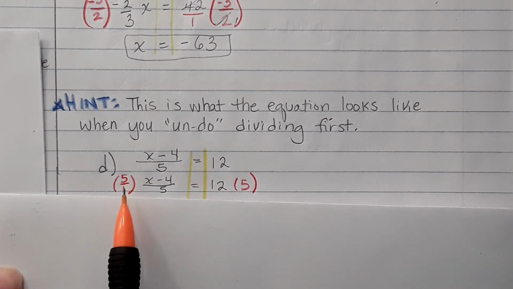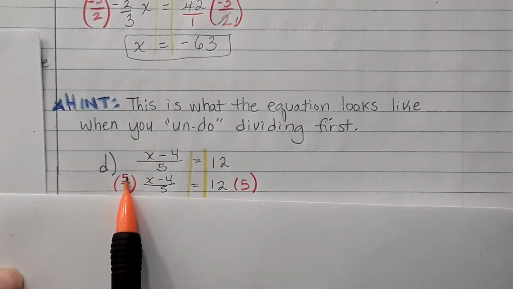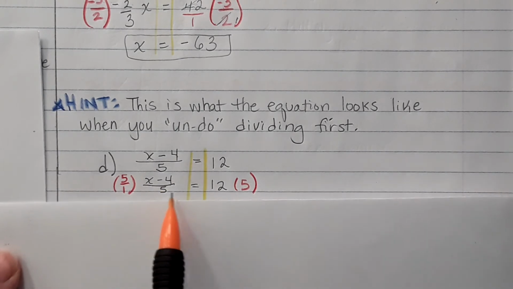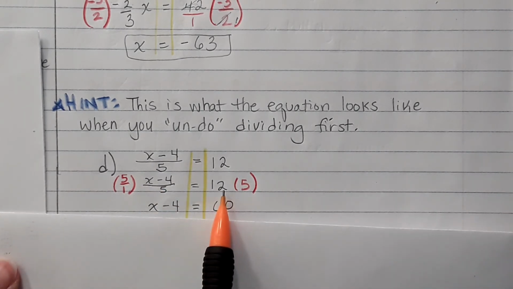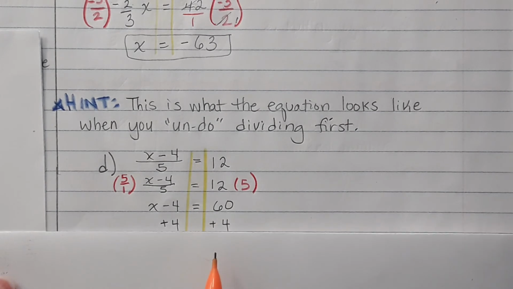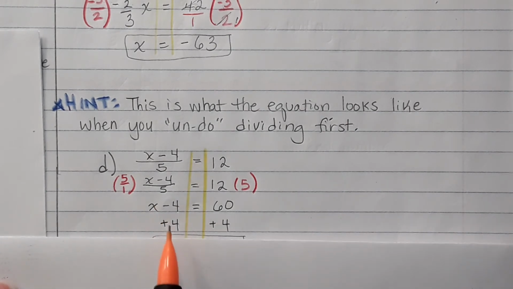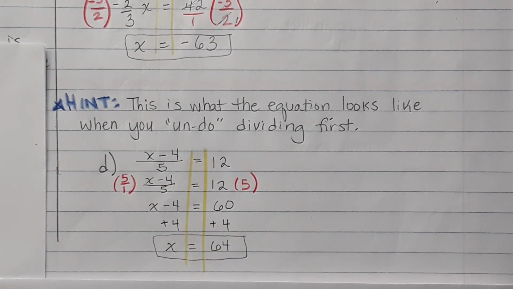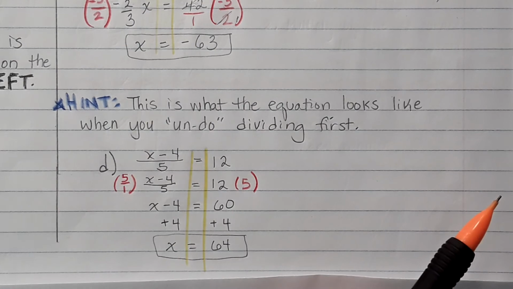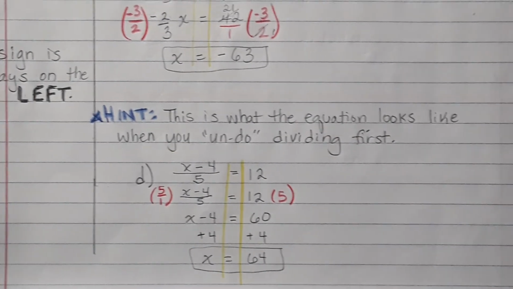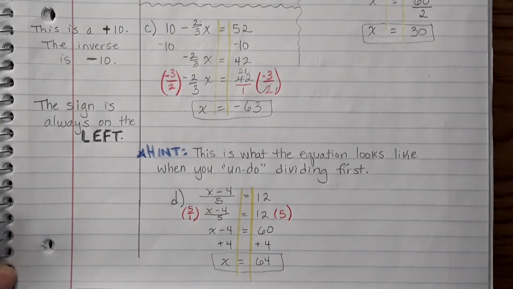Remember, I multiply by 5/1 because I want a value in the numerator and denominator to cancel. All that remains on the left is x minus 4, and on the right, 12 times 5 is 60. So we have here x minus 4. The inverse of minus 4 is to add 4, both sides, and working down again, all that remains on the left is x, and 60 plus 4 is 64. X equals 64. Remember that the sign is always on the left.